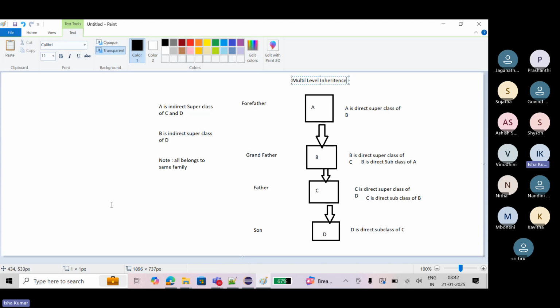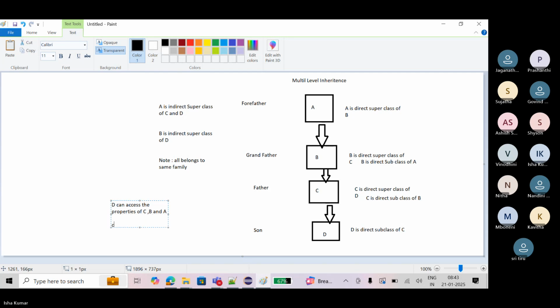So D can access the properties of C, B, and A. He has the authority. C can access the properties of B and A. B has the capability to access the properties and behavior of A.